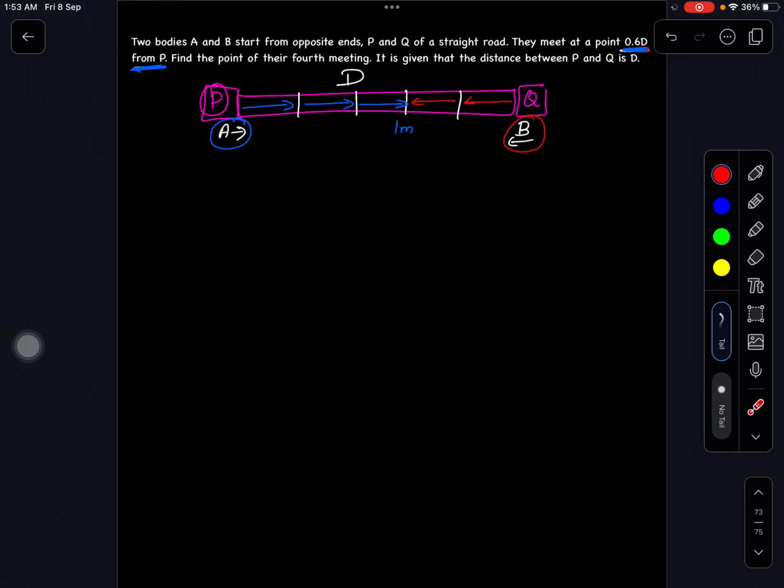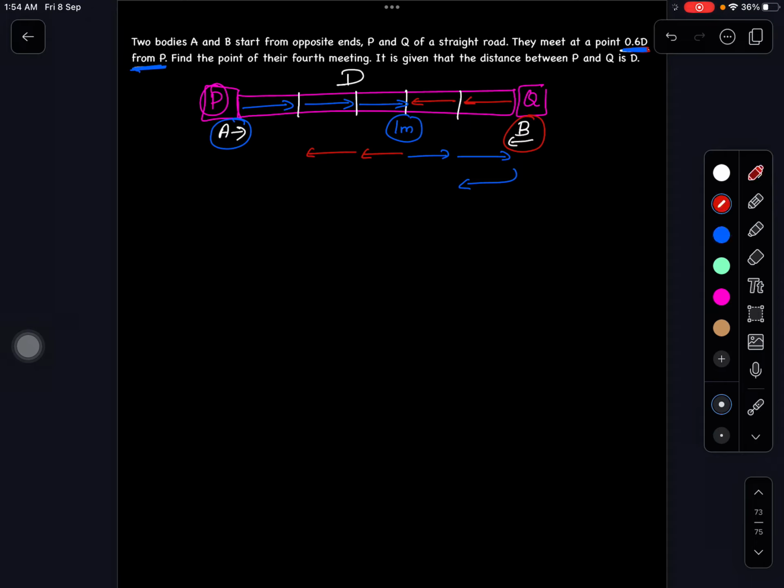So the total distance is d. So this is 0.2d, 0.4d, 0.6d, 0.8d, entire 1d. Out of this 1d, the meeting happens at 0.6d. In other words, A has covered 3 units and B has covered 2 units for the first meeting to happen. Now let's continue doing the same thing. Every time A makes 3 movements, B will make 2 movements. So let's make B move 2 units, and A would have made 3 movements. 1, 2, 3. So this is the point of first meeting.